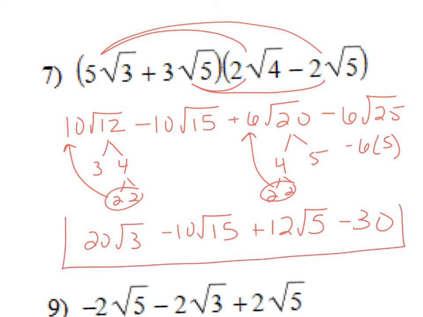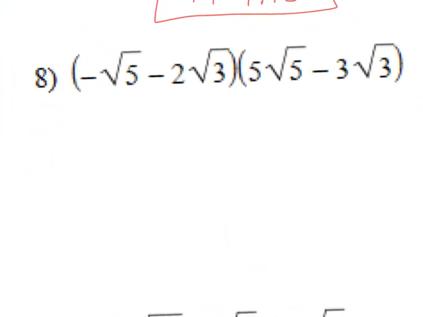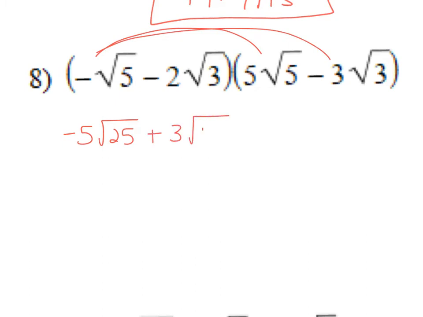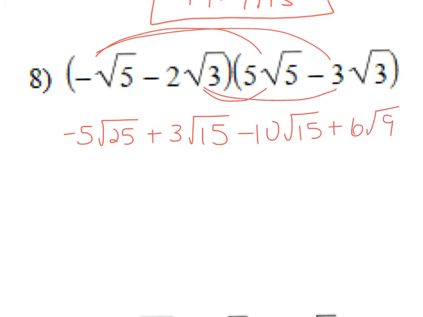So this right here is going to be my solution. Okay, on the next one here, so I'm going to go ahead and distribute and get -5 root 25 plus 3 root 15 minus 10 root 15 and then plus 6 root 9.